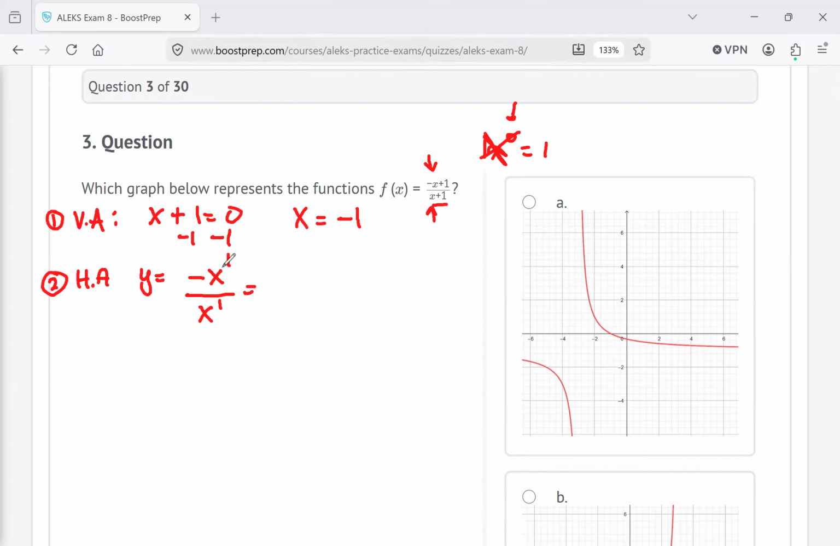So what can you tell me about these degrees? Are they the same, bottom heavy or top heavy? They are the same, right? The degrees are the same. So if you recall, when the degrees are the same, you just use the coefficient. So it's going to be y equals negative 1. Then go ahead and graph it and just plot some random points. You don't have to find the x-intercept or the y-intercept. You don't have to graph more points than you need to.